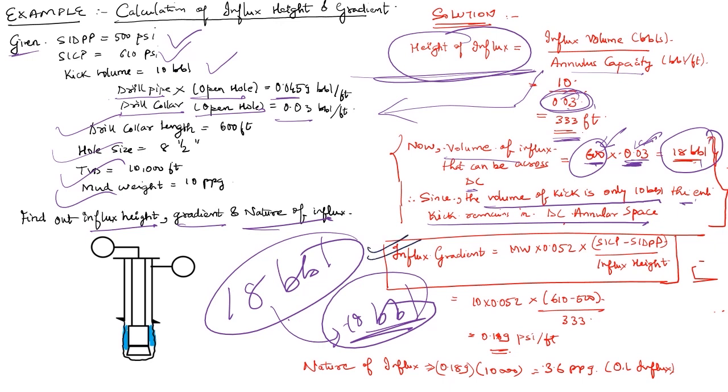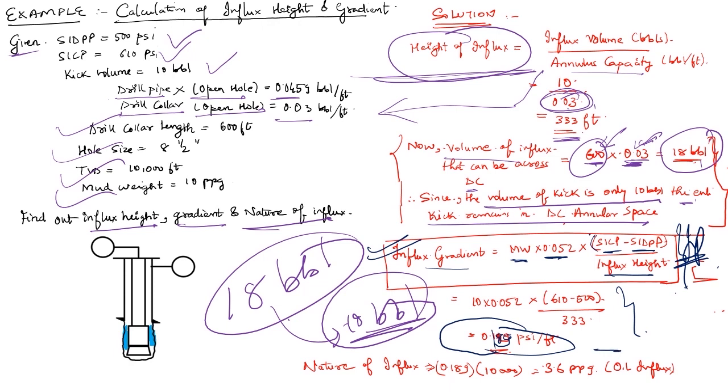Now to find the influx gradient, this is the formula. It is a very important formula. Influx gradient will be equal to the mud weight into 0.052 into the difference of SICP and SIDPP divided by influx height. On placing the values, I get my influx gradient as 0.189 psi per feet. And my nature of influx would be 0.189 into 10,000, because 10,000 is my TVD. So it will turn out to be 3.6 pound per gallon.